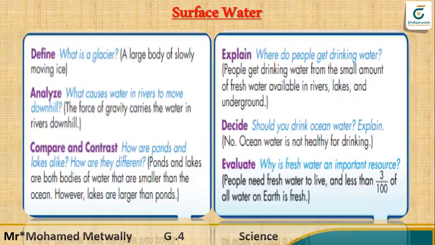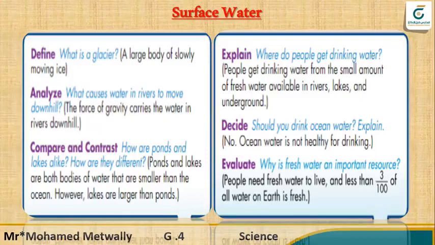Why is fresh water an important resource? It's very important because it keeps us alive. It gives us life. You know that water is important for many reasons. People need fresh water to live. Another importance of fresh water is the amount of it. You know that the amount of fresh water is very small. It represents 3 parts over 100 parts of all water on Earth.